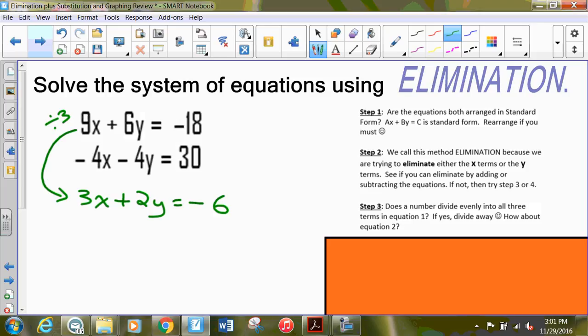So that's what we're really doing. We're having fun. I think it's fun at least. We're having fun with each equation to see if we can write it a little differently and work with it so that we can solve the system.